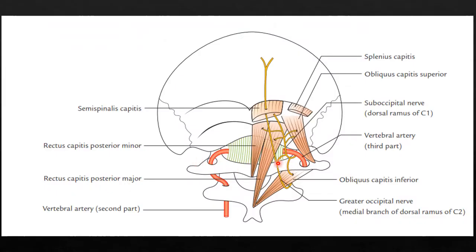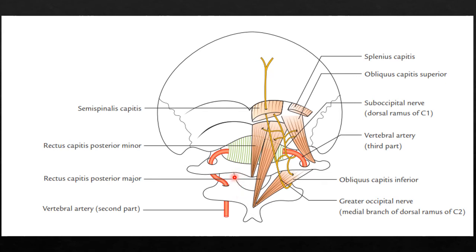In this picture, we can identify this is the atlas, and this green colored membrane is called the posterior atlanto-occipital membrane. Then below this atlas, we can identify the posterior atlanto-axial membrane. So just above the spine of the axis, we are going to pierce the needle.